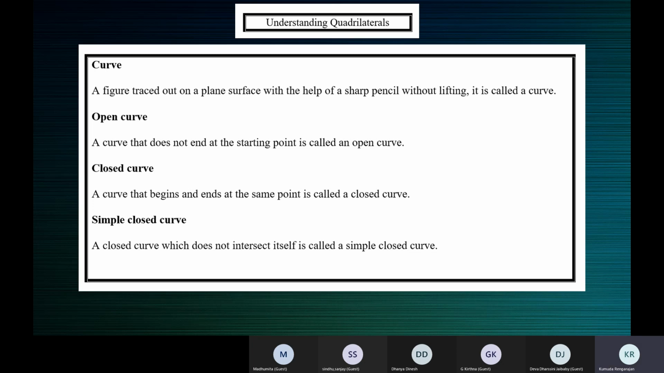A simple closed curve should first be a curve. There are three terms there: simple, closed, and curve. First, it should be a curve. If it's a curve, then it should be a closed curve. And in the closed curve, if the figure doesn't cross over or intersect itself at any point, it's a simple closed curve.